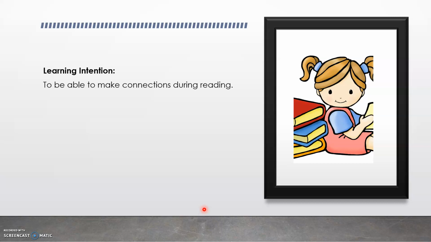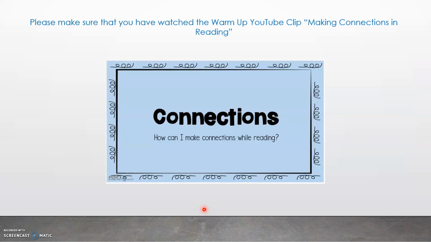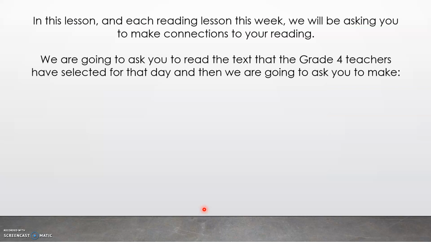Your learning intention is the same as yesterday, to be able to make connections during reading. Your success criteria is: I can make text to self connections, I can make text to text connections, I can make text to world connections. I'd like you to watch the warm-up YouTube clip again, Making Connections in Reading, just to help you with your understanding of making text to self, text to text, and text to world connections.